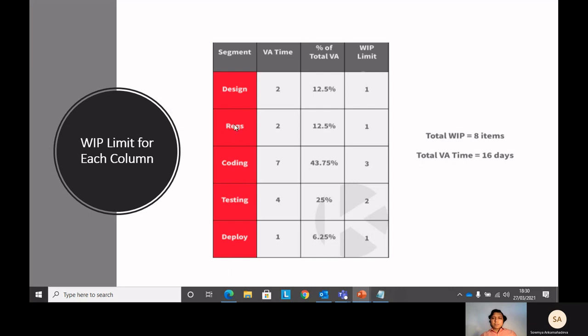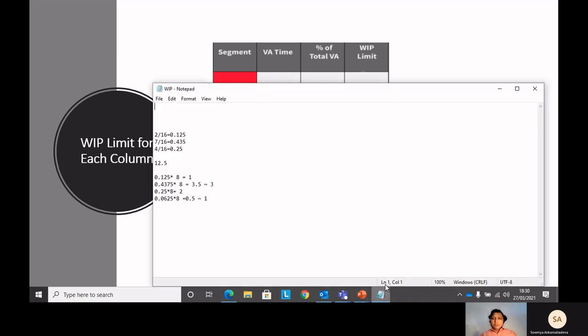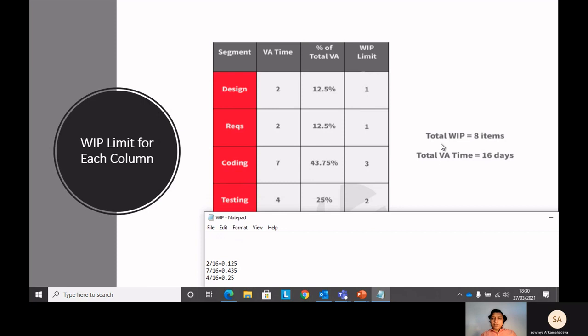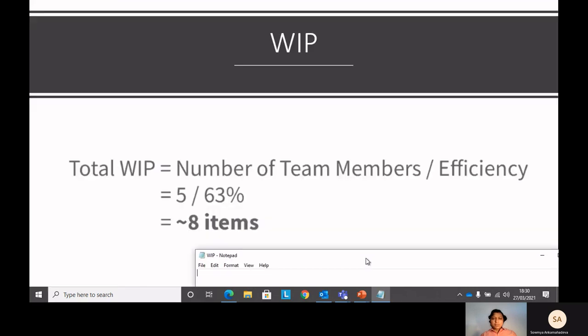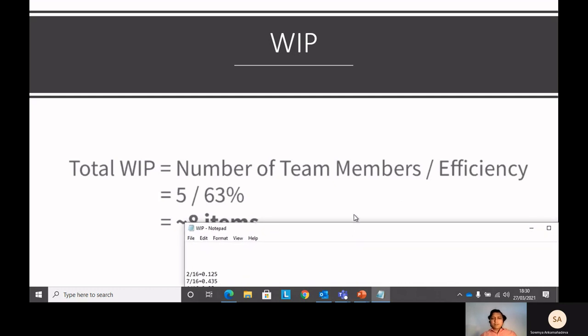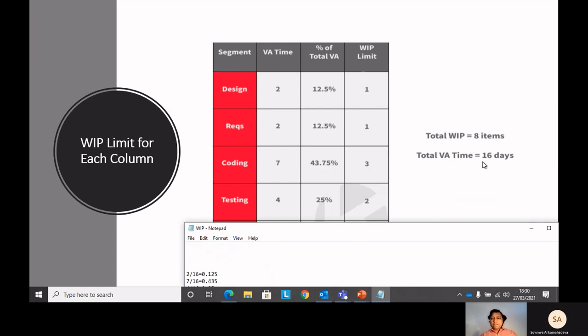Okay, so this is a little bit interesting and a little bit complicated if you are seeing it for the first time, but it's pretty easy and I'll help you understand how all these numbers are coming over here. Now we already know that total WIP is 8 from our previous slide. This is the total of 8 items that can be on my board. So 8 is my total WIP.